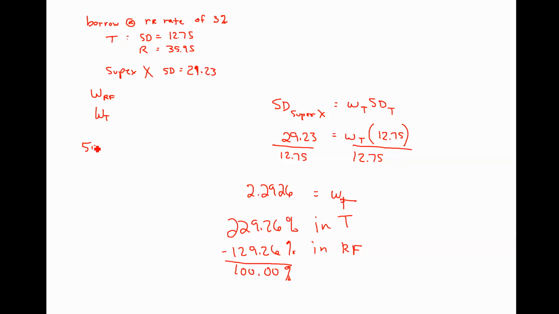So essentially, I've got $50,000 of my own money. I need to borrow 129.26% more. Now I'll put that as a negative. I need to borrow $64,630. Put that as a negative because I'm borrowing it. I will take that borrowed money, $64,630, add to it my original $50,000, and that's how much I'm going to invest in point T. So I'll put $114,630 into point T.